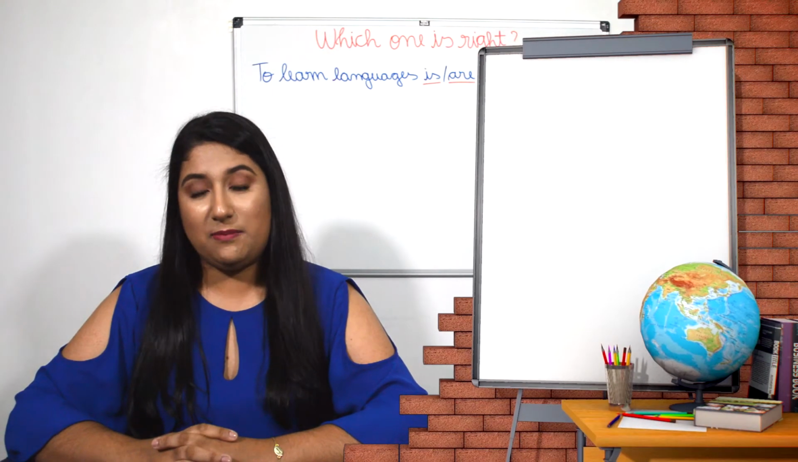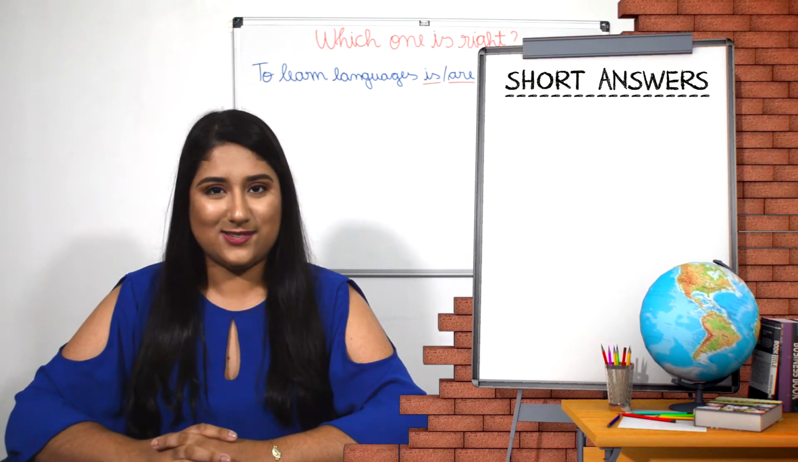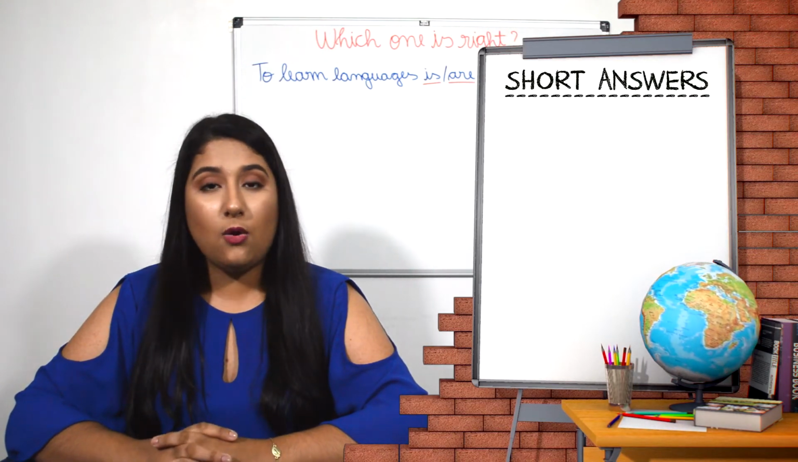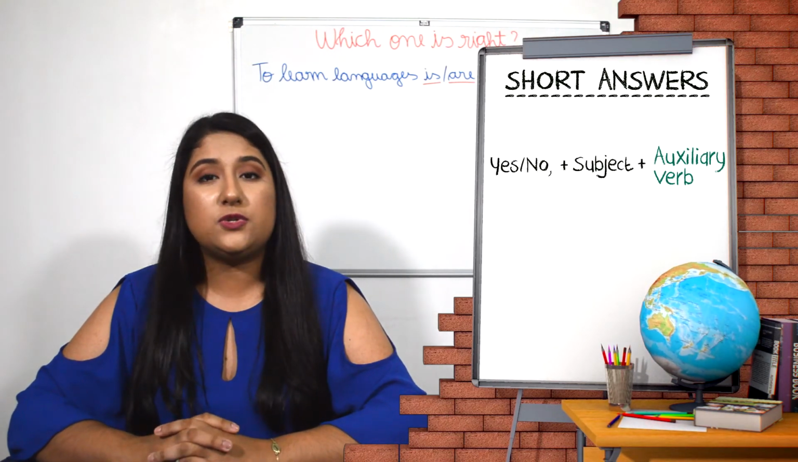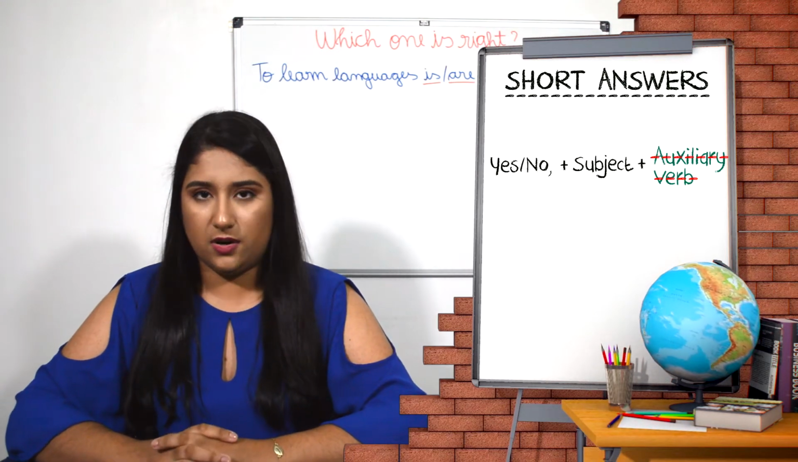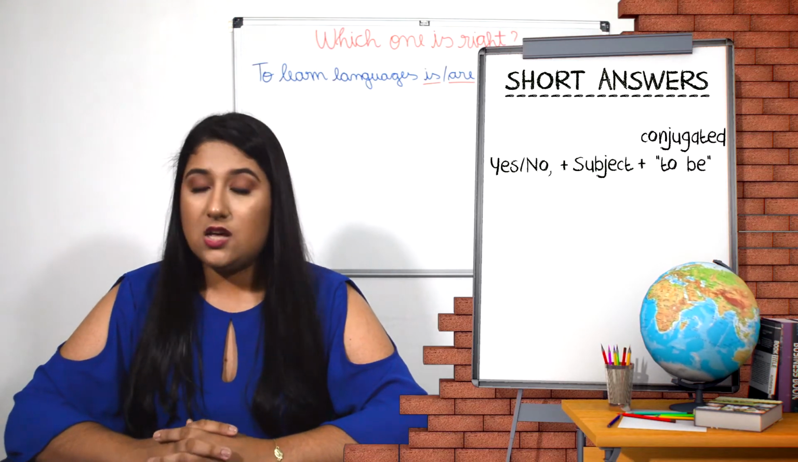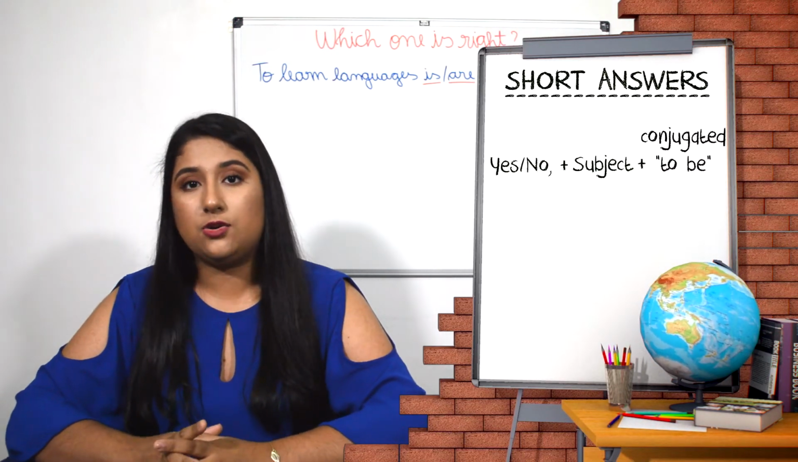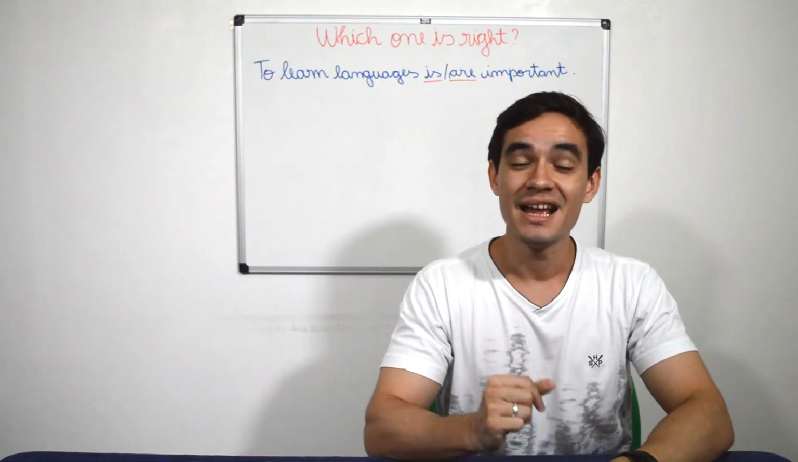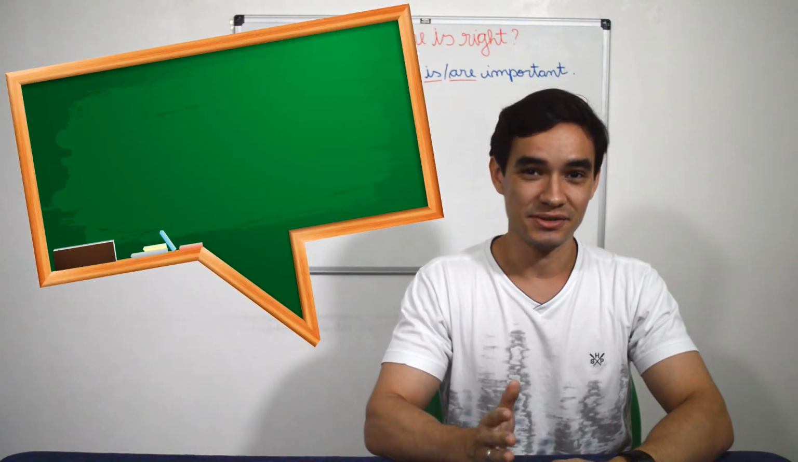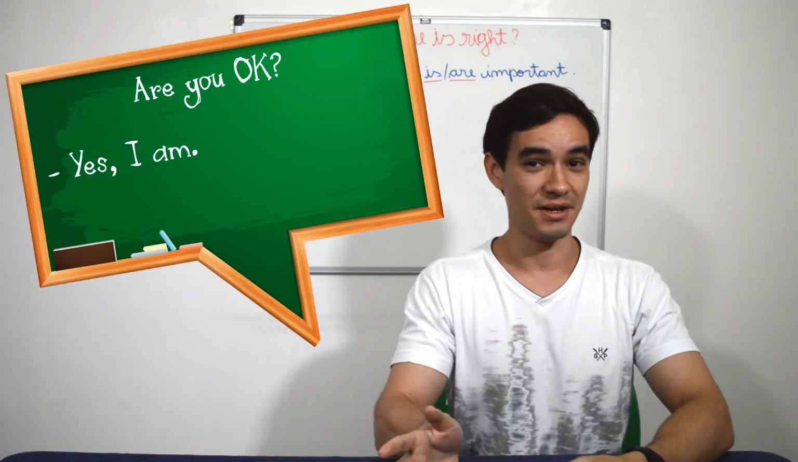The last thing we find important to say, just like in the previous video, are the short answers. The short answers will always have the same structure regardless of the verb. But remember that the verb to be doesn't need an auxiliary verb. So the verb to be itself is going to be in the short answer. So the structure will be yes or no plus the subject plus the conjugated to be. Let's see an example. If someone asks you, are you okay? The affirmative answer will be: yes, I am.